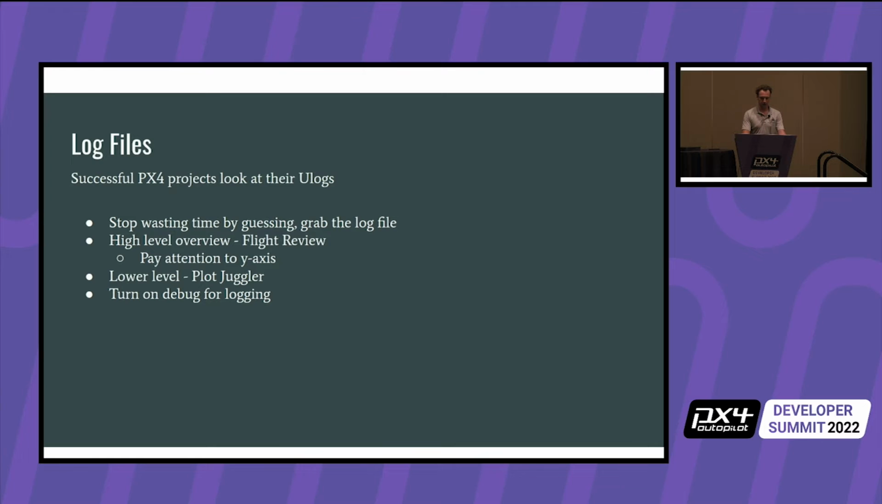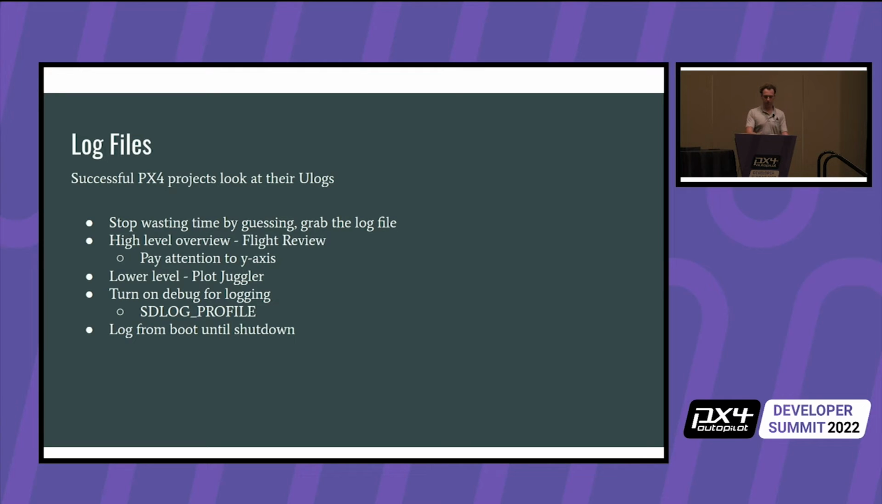Turn on debugging for logging. There's the parameter, SD log profile. Do this from the get-go if you're going to be debugging on this stuff, because the last thing that you want to have happen is a fatal crash, and then you go, all right, well, what happened? And you're like, oh, I forgot to turn on this parameter for more debugging info.